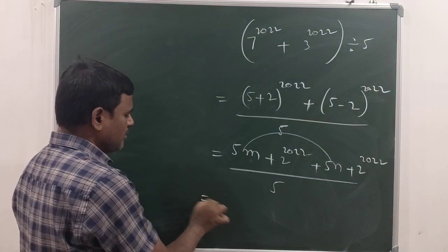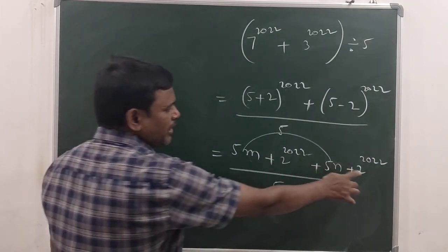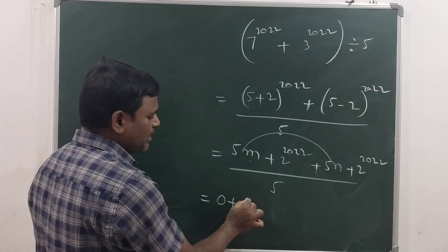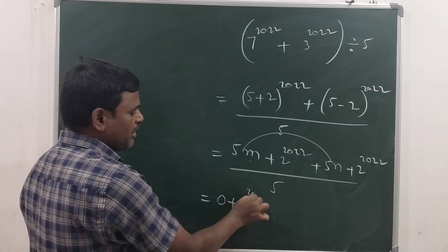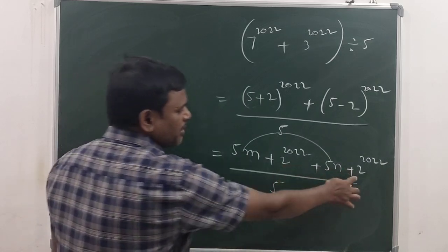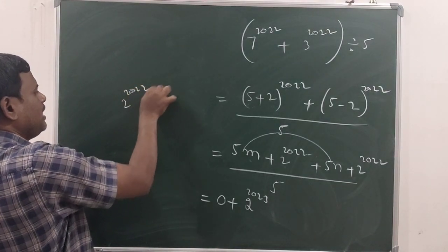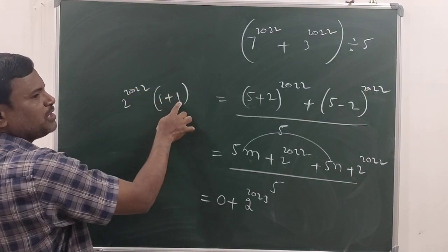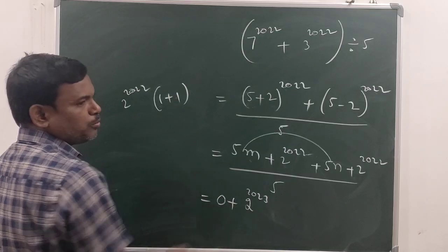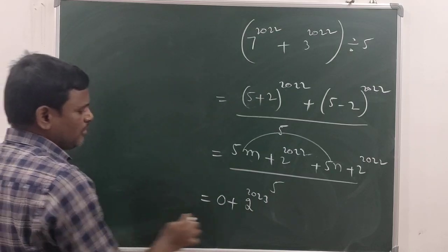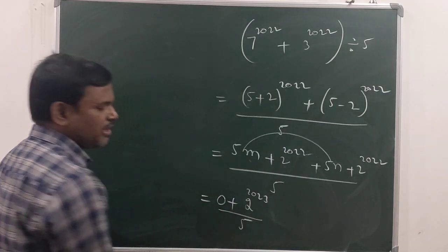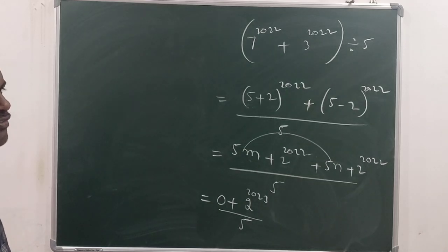Keep it aside. Now 0 plus... add these two. Adding these two you will get 2 power 2023, because take 2 power 2022 common. Inside, 1 plus 1 you will get. 1 plus 1 is 2, 2 into this, 2 power 2023 you will get. So now you have to find the remainder when it is divided by 5.